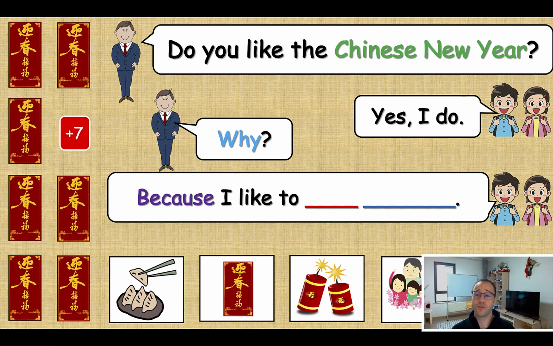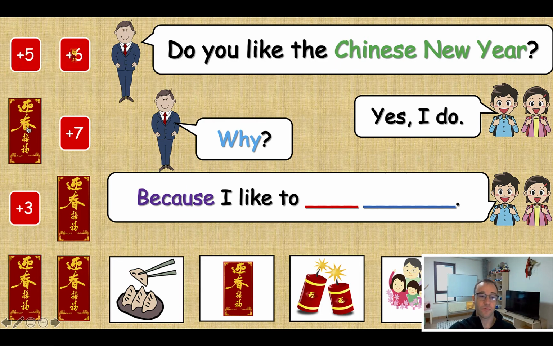Whole class says, do you like the Chinese New Year? The whole team says, yes, I do. And the class says, why? And they all say their answer. You can't understand anything. And then you call on 1 or 2 students to tell you their answer, and you choose one of them to come up and choose a red packet. He chooses this one, only 3, oh no. And repeat that for the rest of the class for the other teams, or if you have only 2 teams, they can go back and forth for 4 rounds, because there are 8 red packets here.